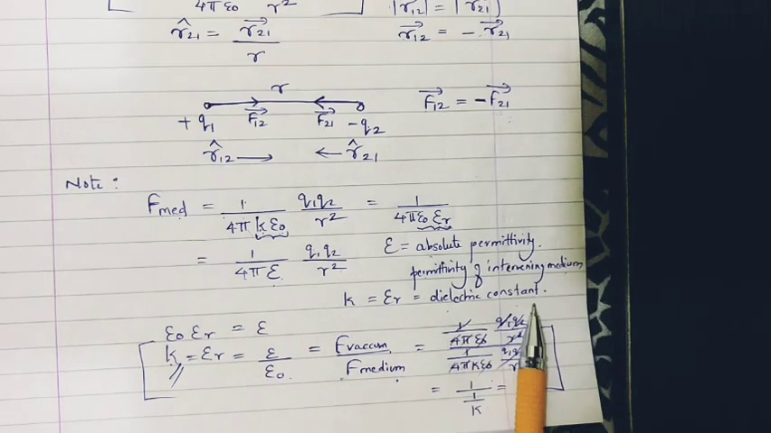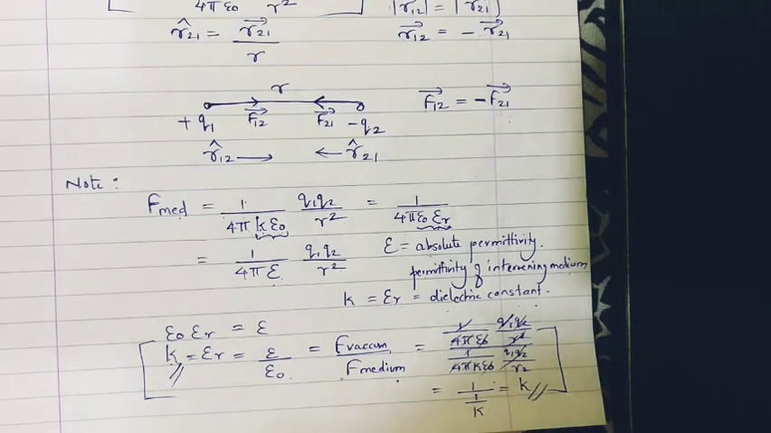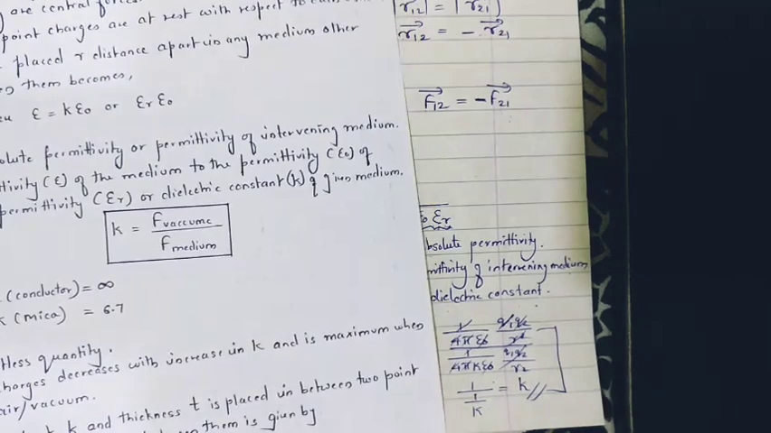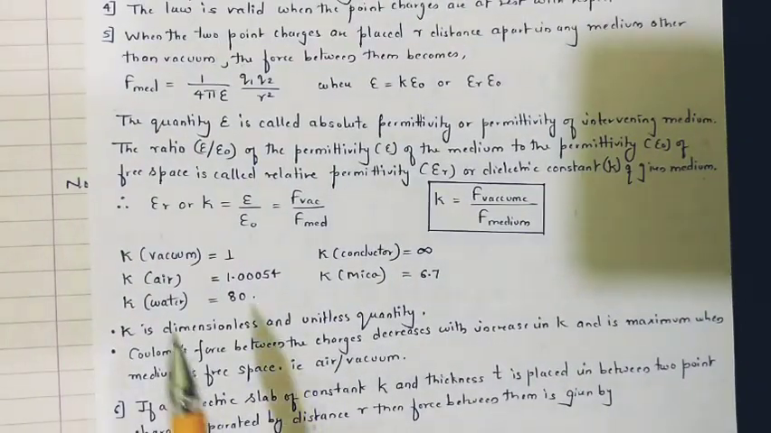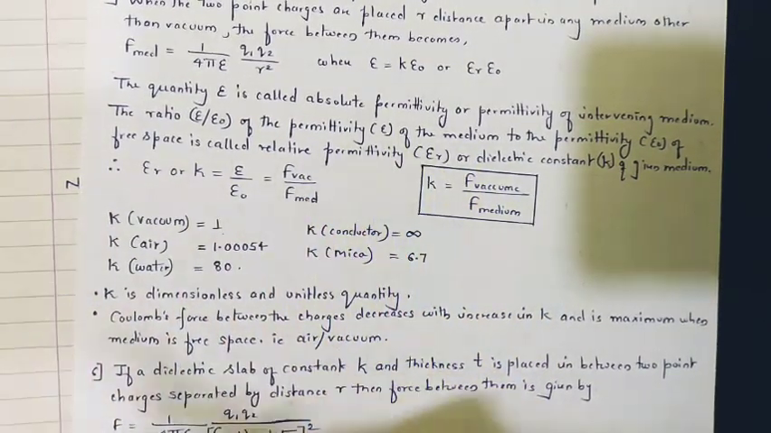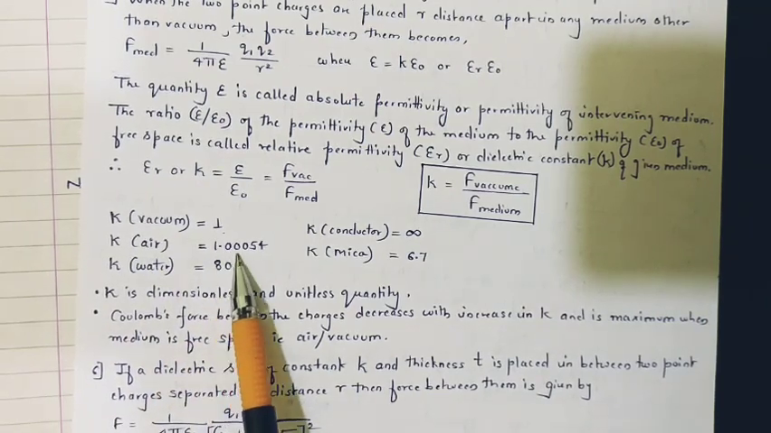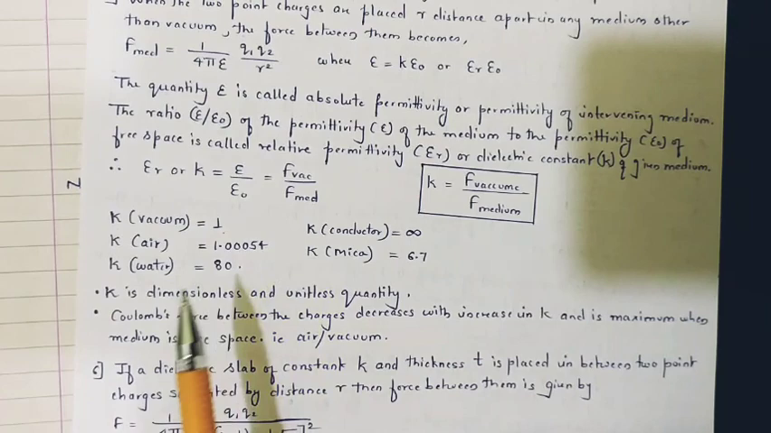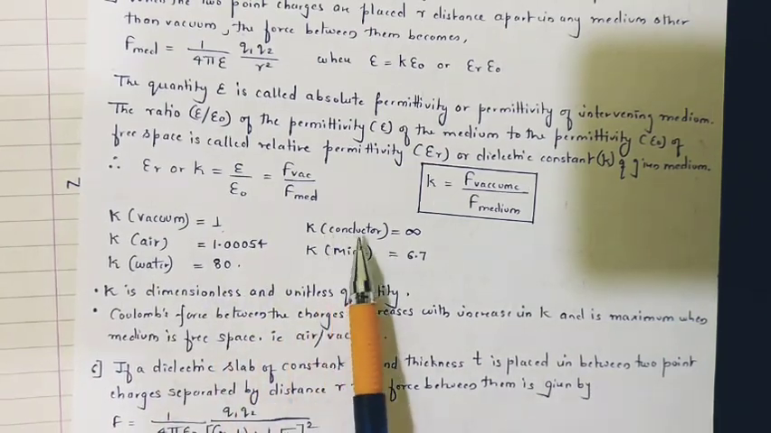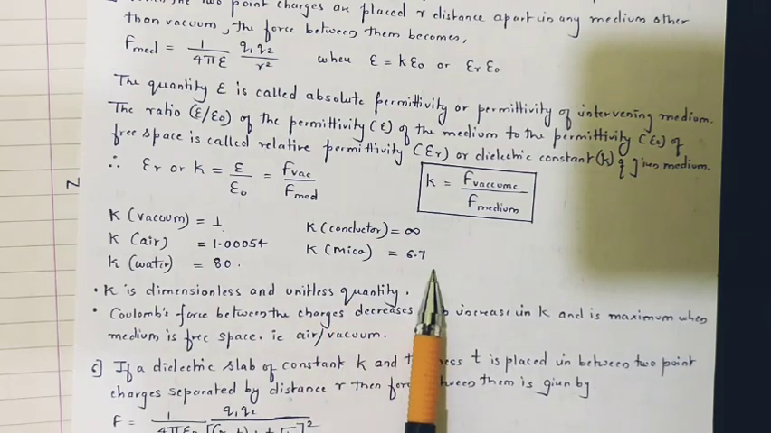Now this dielectric constant, that is k or epsilon R, is a dimensionless quantity. It does not have a dimension, it does not have any unit. It is a unitless and dimensionless quantity, and it takes different values depending upon the medium. So k for vacuum is 1, as we know. K for air is almost close to 1, that is 1.00054, approximately 1. K for water is 80, K for any conductor is infinity, and K for mica is 6.7.